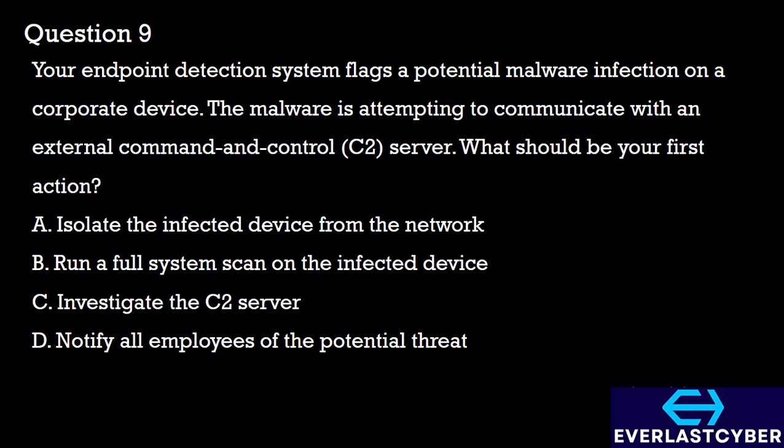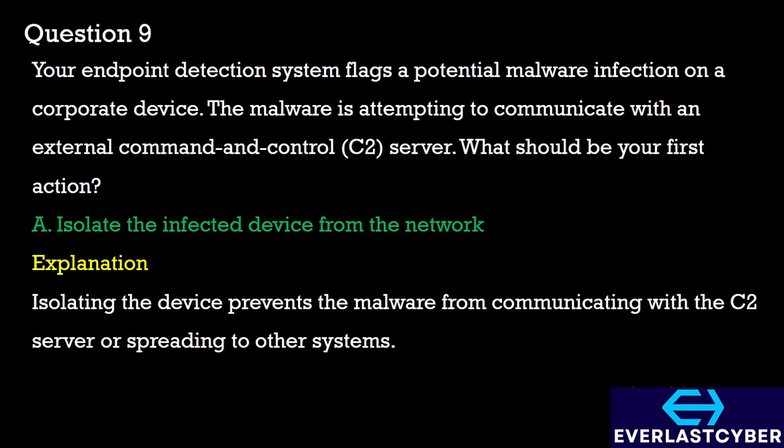Like we've discussed in an earlier question, the first thing to do in a malware attack scenario is to isolate the infected machine so that it doesn't spread the malware to other devices on the network. So for this, the answer is option A. By isolating that device or shutting it down, it will prevent the malware from communicating with the C2 server, which is the command and control server where the attack is being sent from, and it will also prevent the malware from spreading to other systems on the network.